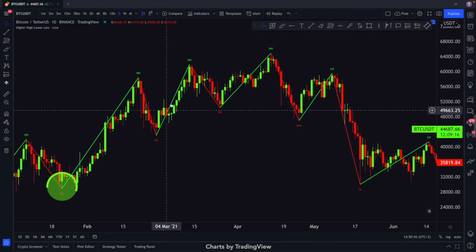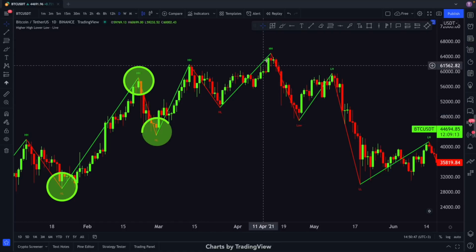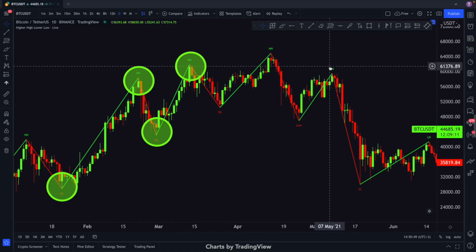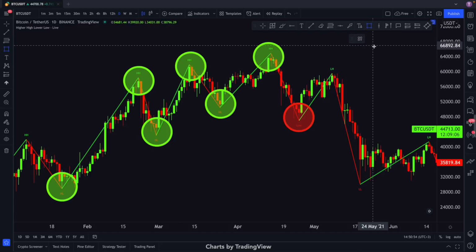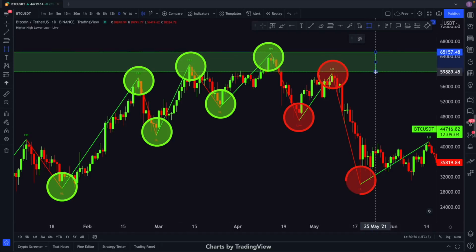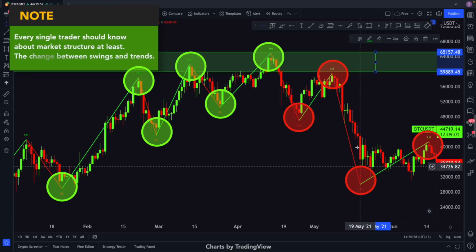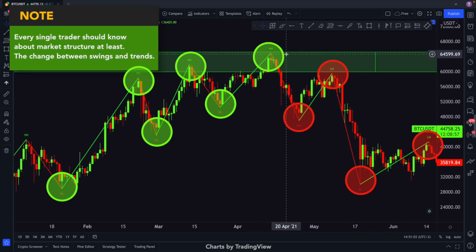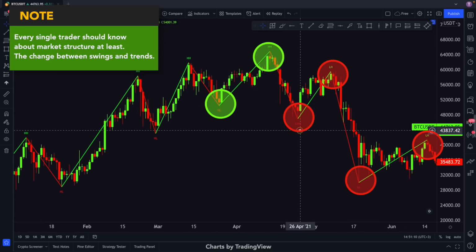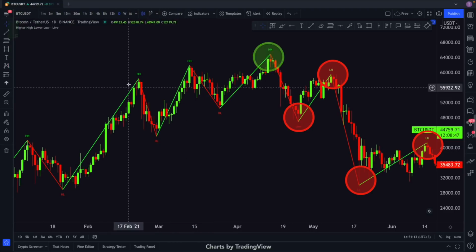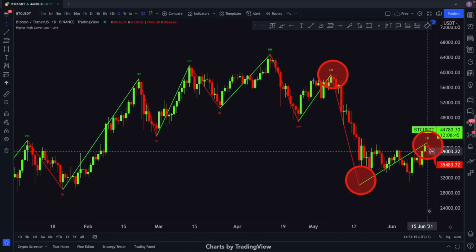Now, price action trading is hard and can be complicated, especially for beginners who get really confused with terms like order blocks or fair value gaps. However, in my eyes, every single trader should know about market structure at least, the change between swings and trends. And this TradingView indicator is your best choice for it. This indicator also helps you to identify chart patterns easily, flags, triangles, or wedges. I can assure you, with this indicator, you can see them clearly.